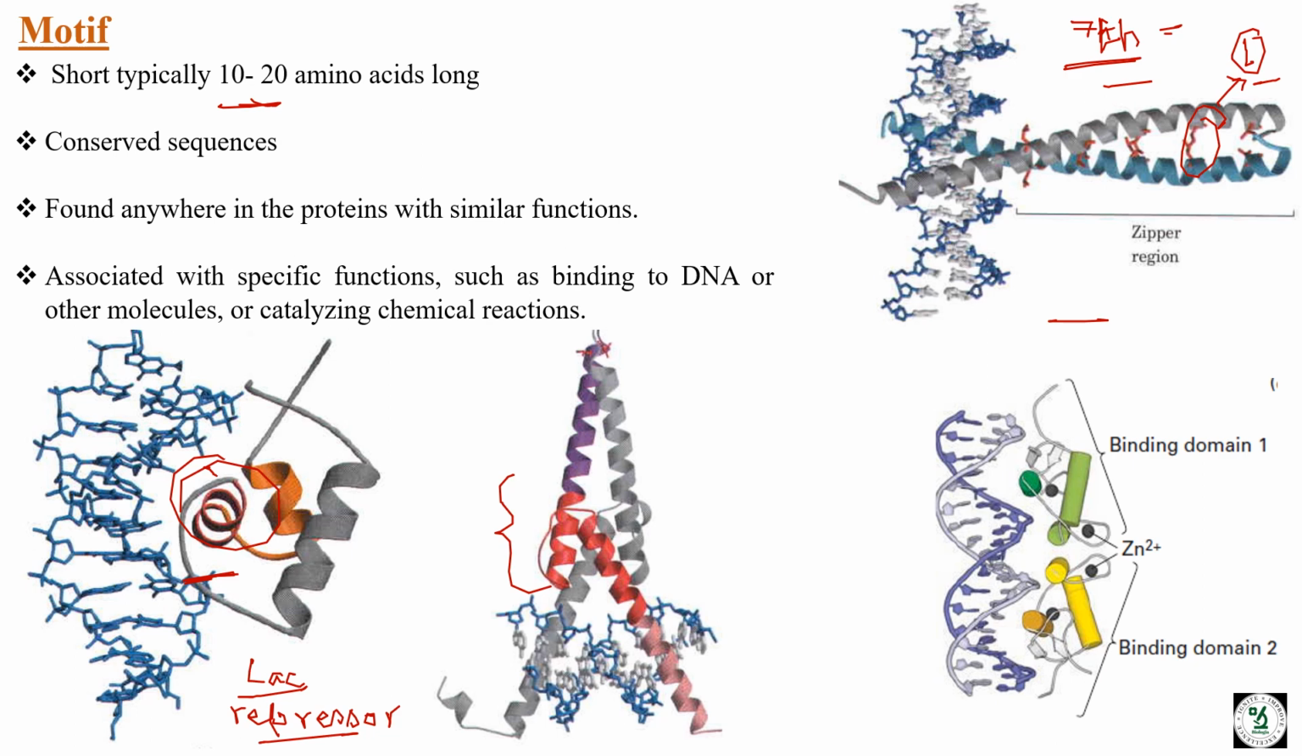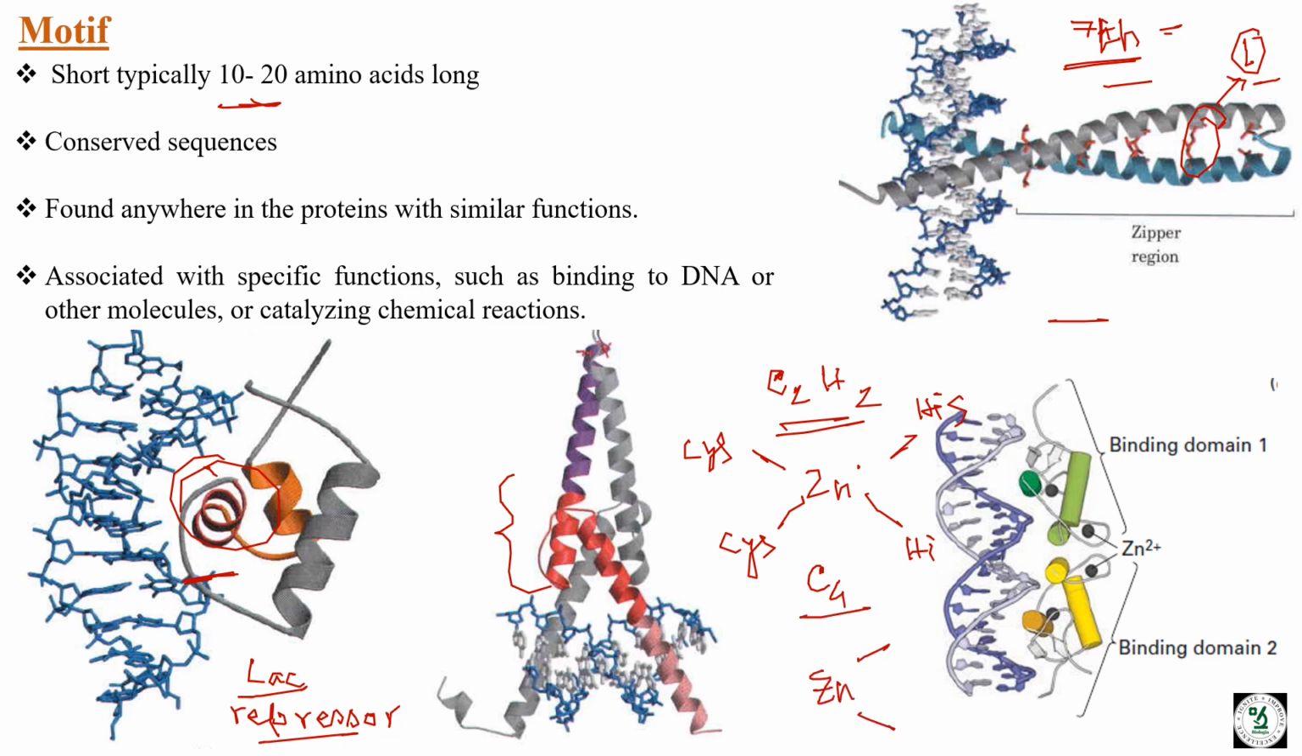There are two types of zinc finger motif. One type is C2H2, where Zn binds to two cysteine residues, and here to histidine residues. So this is called the C2H2 type zinc finger motif, and another type is the C4 zinc finger motif, where the Zn ion binds to four cysteine residues. So this is all about the types of motif which I discussed here.